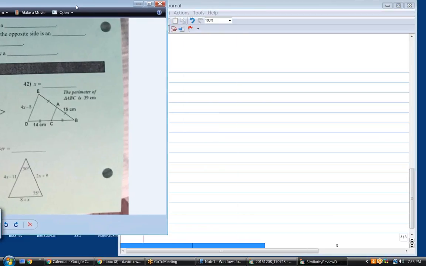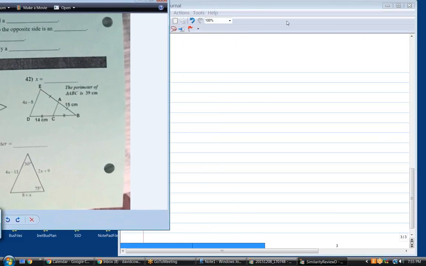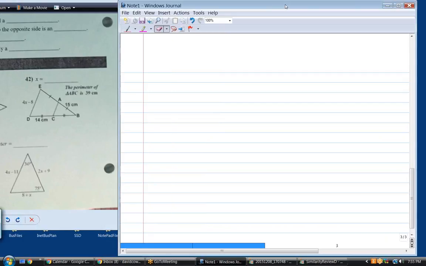42. What principle are we going to talk about with 42? What principle are they testing with 42? Bisector. Well, not quite. Similarity. Oh yeah, similarity.